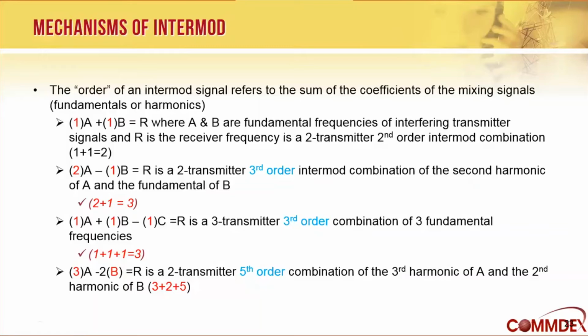A fifth order combination that is very common is a 3A minus 2B combination. And when you do the math, the third harmonic mixed with a second harmonic will produce something in the fundamental band you started with. So that's why, even though it looks exotic, it can happen pretty frequently.